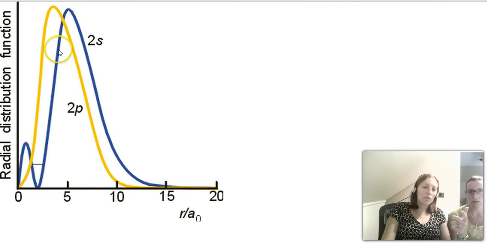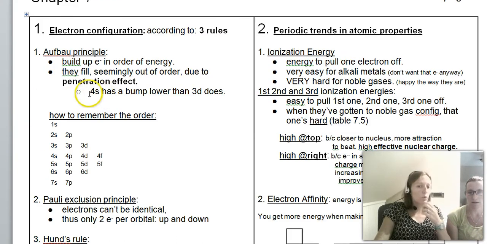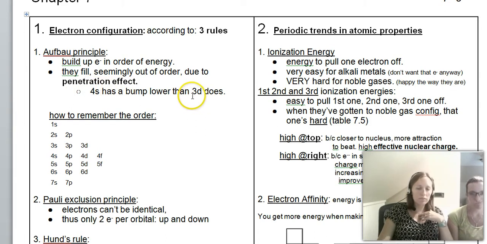And so you can see that that part of the s orbital is higher up than the 2p, but there's this little hump down here, so it's penetrating towards the center. So the 2s orbital is lower energy than 2p due to this penetration effect, and the same goes for 4s: it has a bump lower than 3d does, and so it ends up being lower energy.